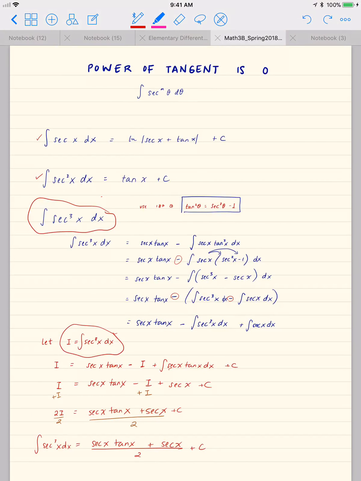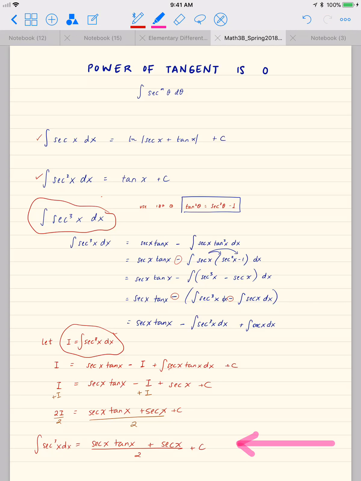Oh, sorry, I'm trying to draw a little square here. It's not working. So I'll just do that. So this is our final answer.